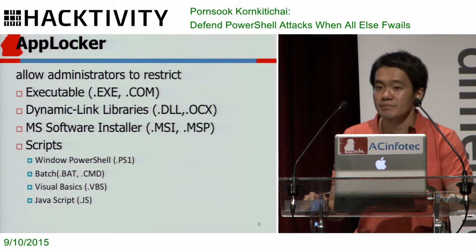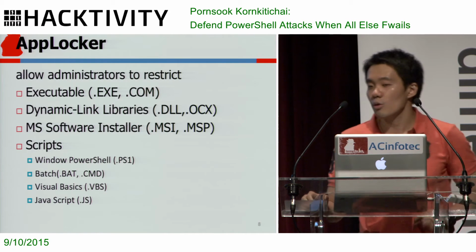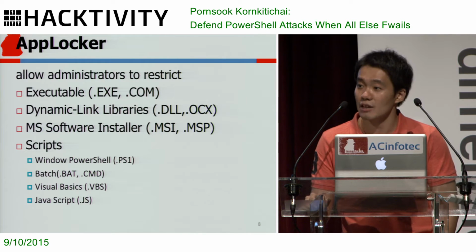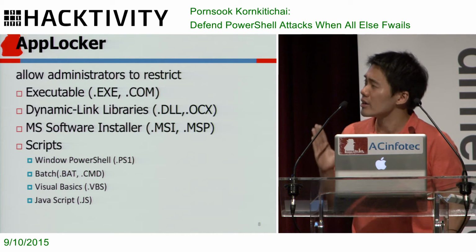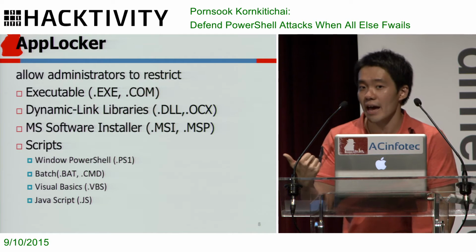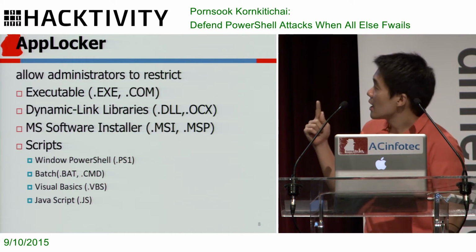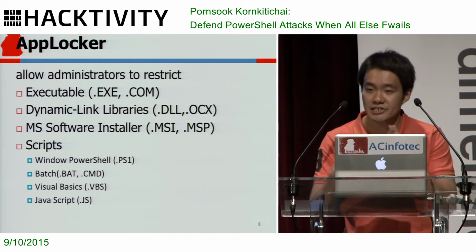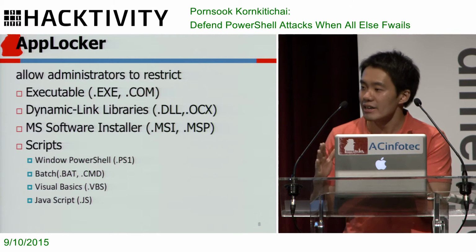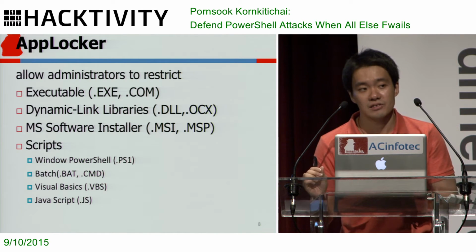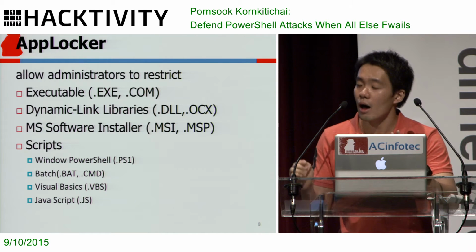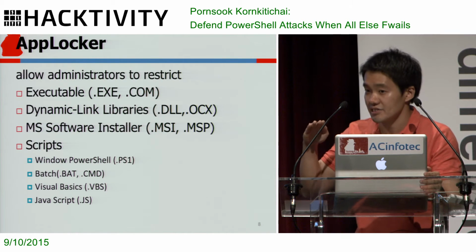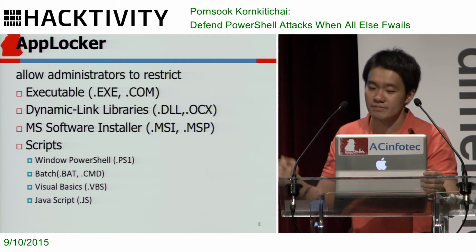Another protection mechanism is AppLocker. AppLocker was introduced since Windows 7 and Windows 2008 R2, but you can use it only on the Enterprise and Ultimate versions. The purpose of AppLocker is to allow administrators to lock down the system to prevent any unauthorized applications from running. You might have heard about software restriction policy. It is the same, but it is the older technique, an older system.